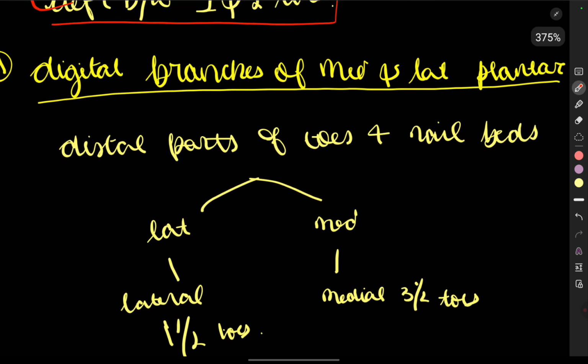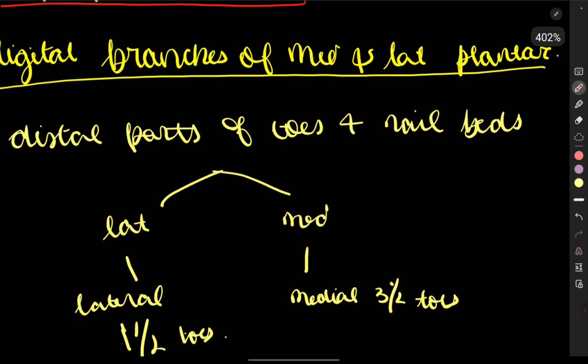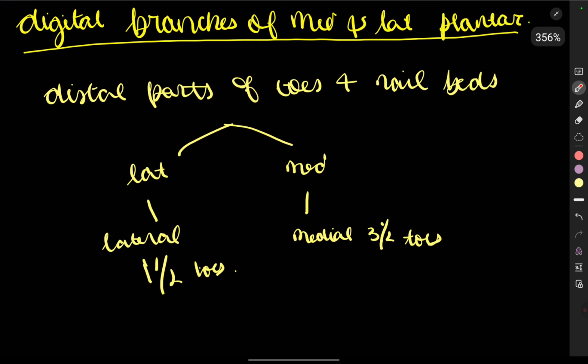Now the digital branches of the medial and lateral plantar nerves supply the toes and the nail beds.